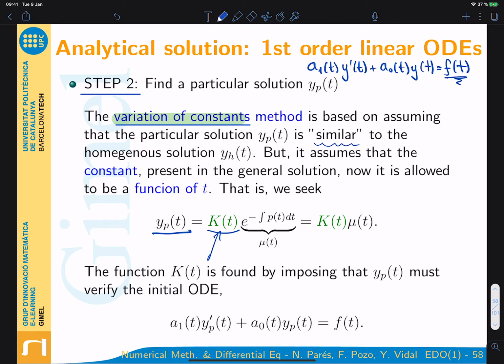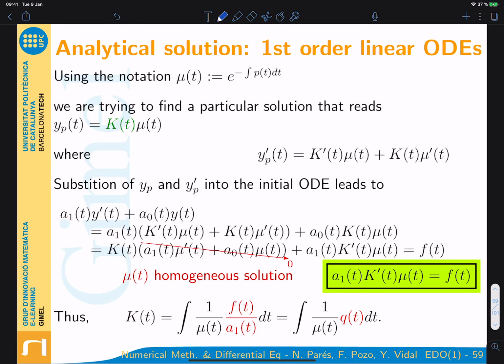How we will find it? Substituting into the ODE. Now this function k(t) will be found by imposing that this y_p, that is written in this manner, satisfies the initial ODE. So the main idea is to substitute it into the ODE and impose that it satisfies the ODE. Now let's do it. Here we are trying to find a particular solution that reads like this. Remember that my initial ODE is this one, a1 y prime plus a0 y equals f of t. And I'm trying to find a function y_p that looks like this. And I want to know who is this function k(t). Okay, that's the unknown, let's say.